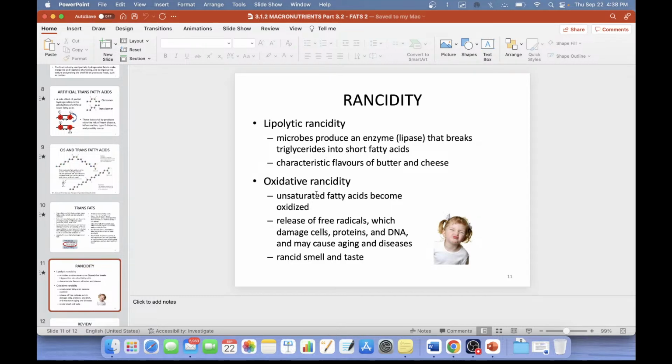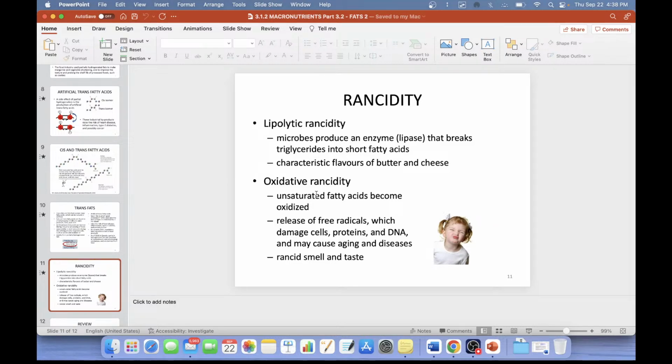The oxidative rancidity releases molecules that are called free radicals, which are harmful to the cells. They can damage the cells, they can damage the proteins and even the DNA, and when they are present in large numbers they are considered among the causes of aging and of diseases. Moreover, fats that have gone rancid because of oxidative rancidity have bad smell and taste.